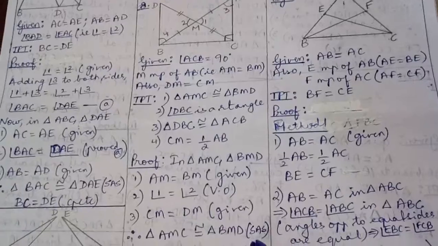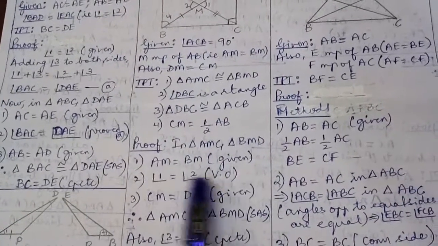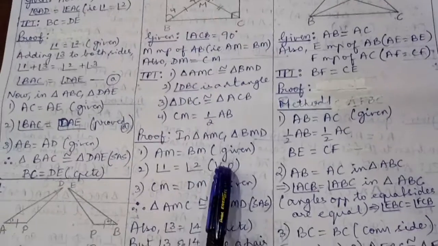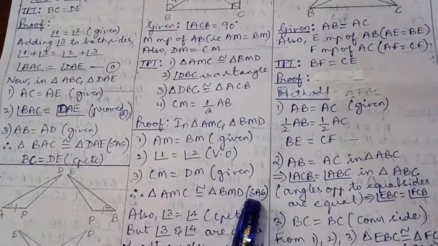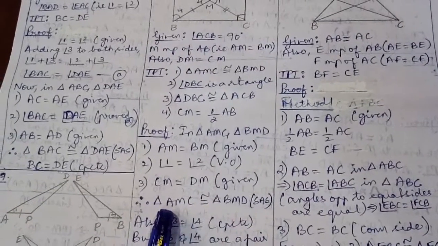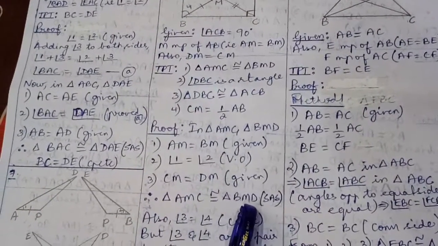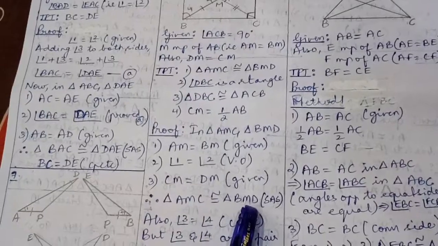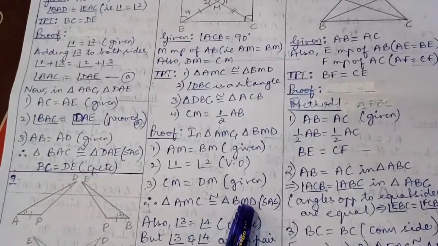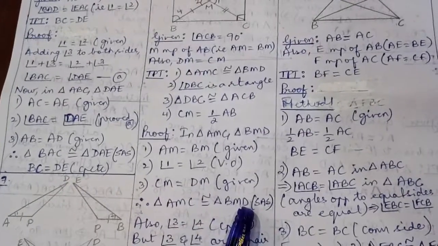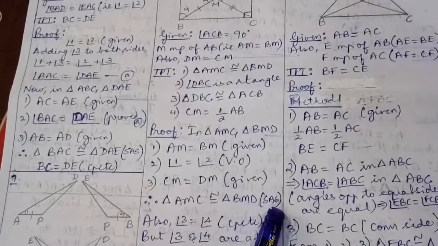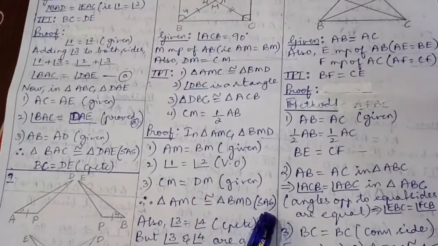So clearly, by the SAS congruence criterion, two sides and the included angle, triangle AMC is congruent to triangle BMD. Please be careful when you name the triangles. Make sure you write it in the correct order. So triangle AMC is congruent to triangle BMD by the SAS congruence criterion.